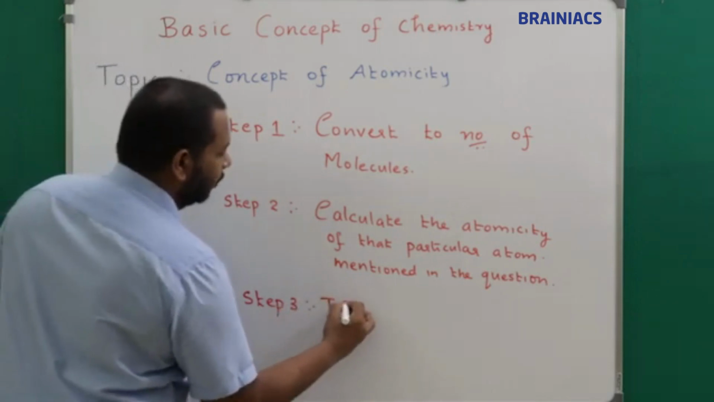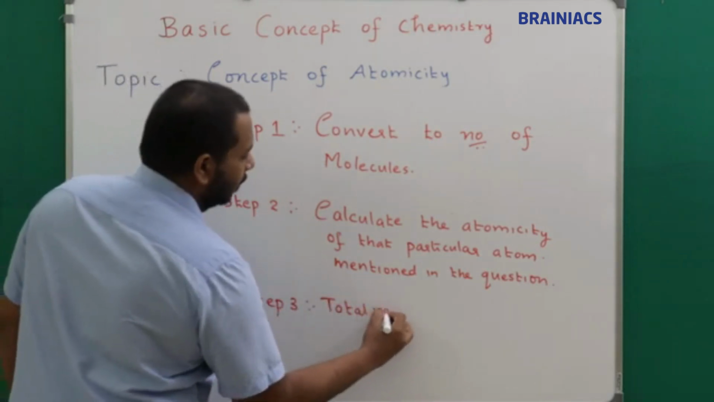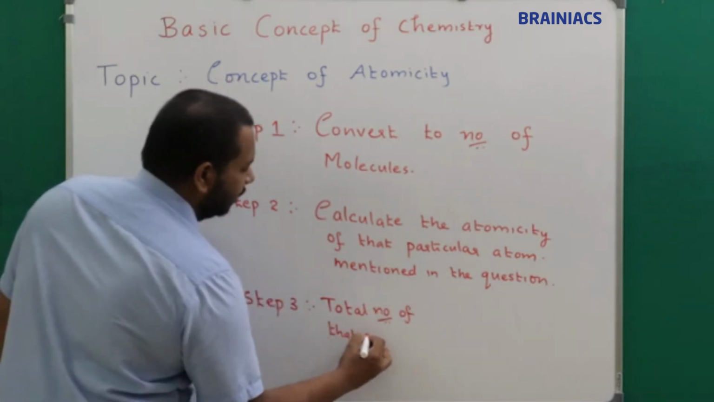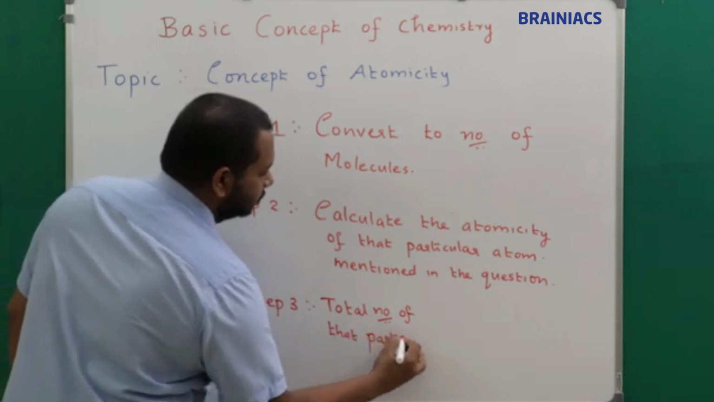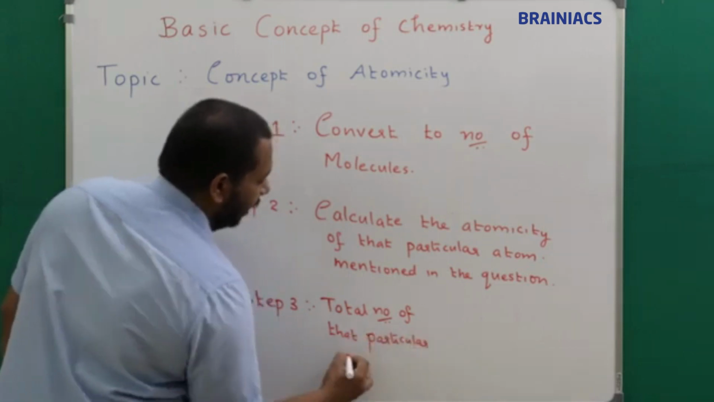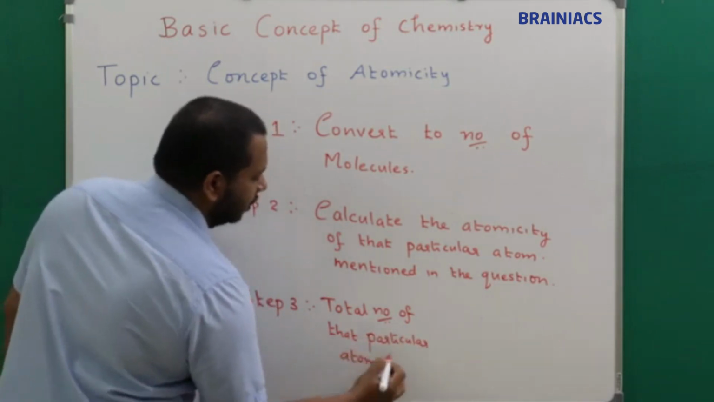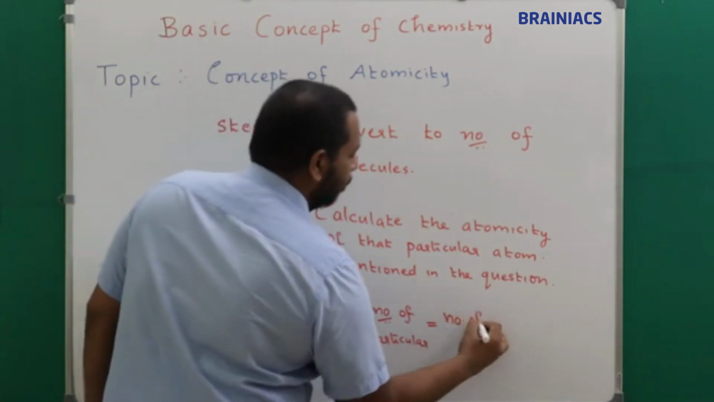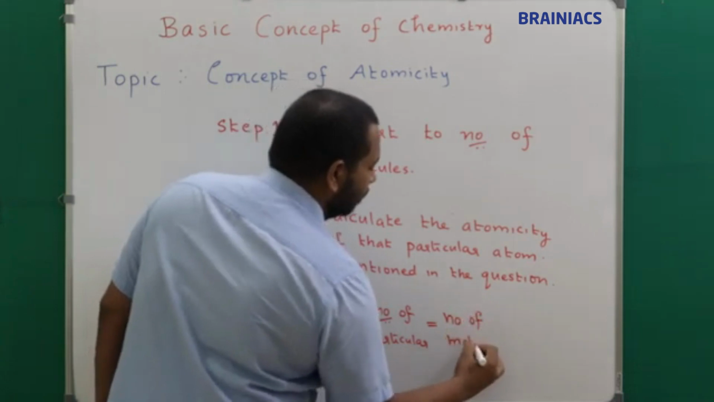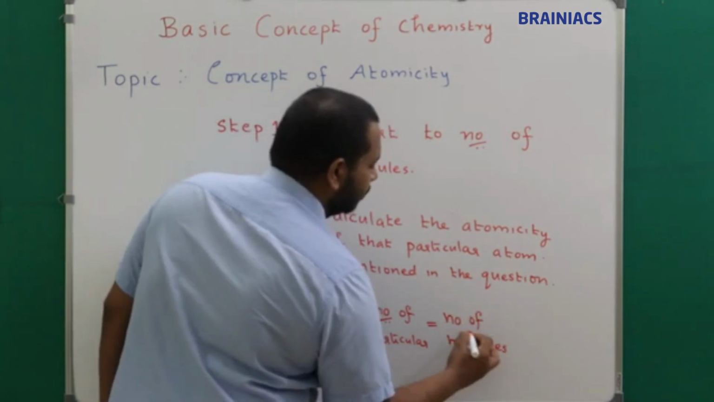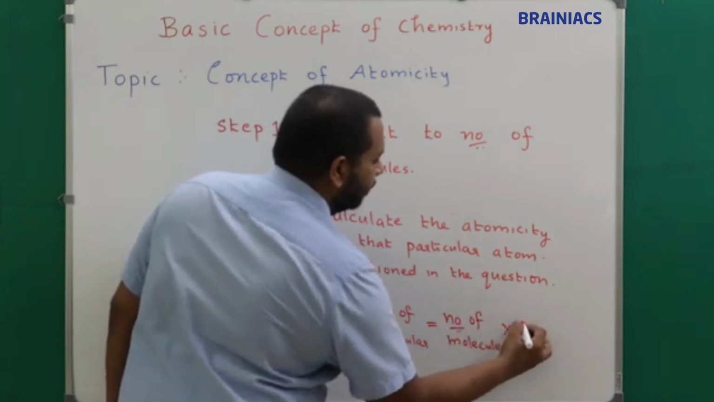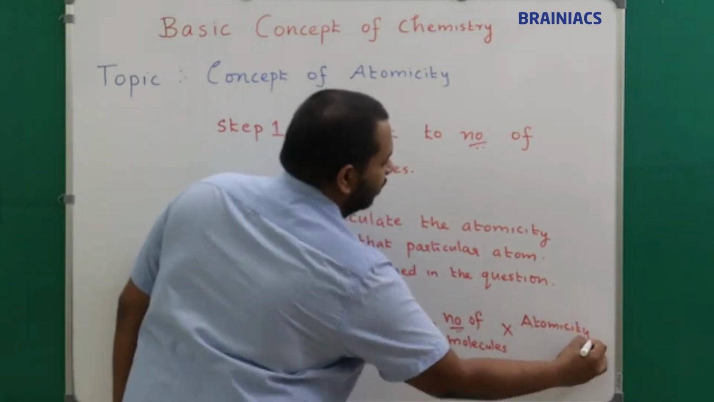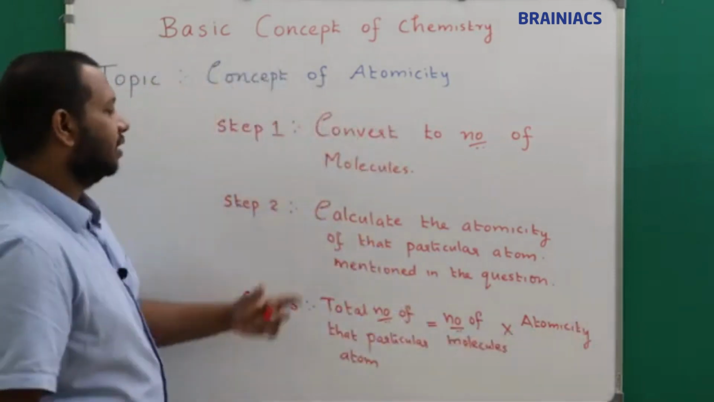So total number of that particular atom is equal to number of molecules multiplied by atomicity. Okay, I will tell a good example to understand it more.